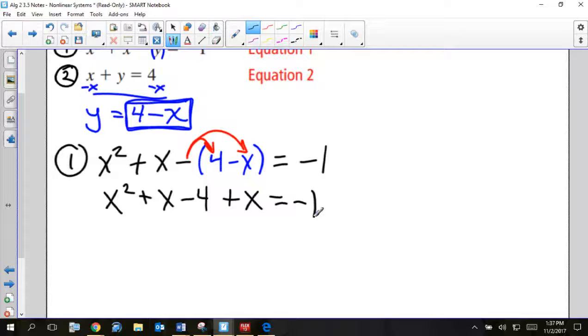By the way, if you're writing really big, you're probably going to run out of space. We've got a few x's over here. Are there any like terms we could combine? Okay. So what is an x plus an x? 2 x's, right? So x squared plus 2x minus 4 equals negative 1.